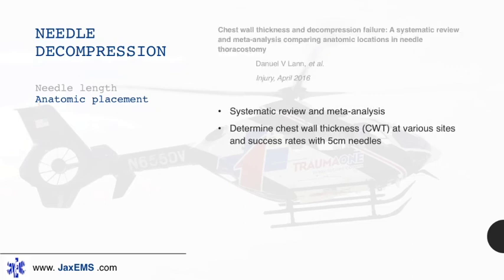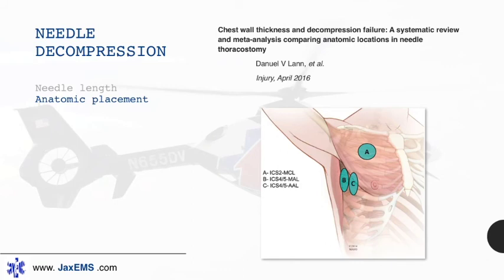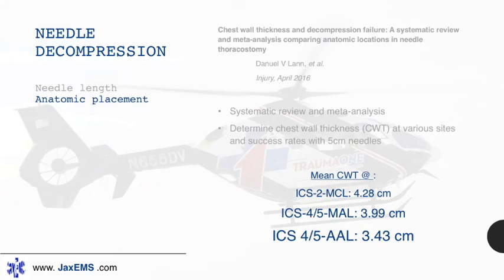This is a systematic review and meta-analysis. Looked at the chest wall thickness at various sites and success rates with 5 centimeter needles. They looked at 3 different sites. Looked at the classic second intercostal. They also looked at mid-axillary and then anterior axillary between the 4th and 5th intercostal spaces, and compared those to see which had the highest success rate and how thick the areas were. What they found out was the midclavicular line, what we classically teach, was 5.28 centimeters, so similar to that last study. The mid-axillary line was 3.99, and anterior axillary line is 3.43.